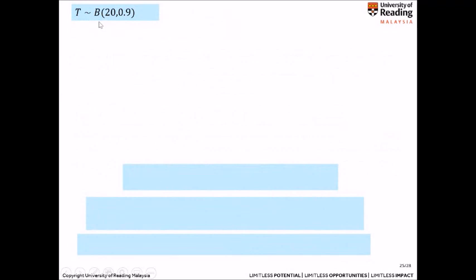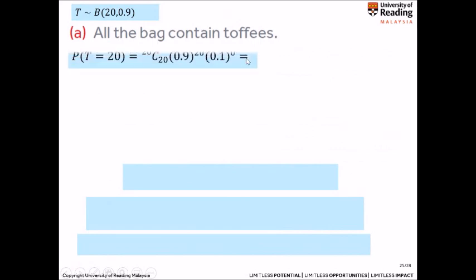So you know that you have 20 and the probability of success is 0.9, so n is 20. So all the bags contain toffees. Use the formula, 20C20 times 0.9 to the power 20, and 20 minus 20, the probability is 0, the power is 0.